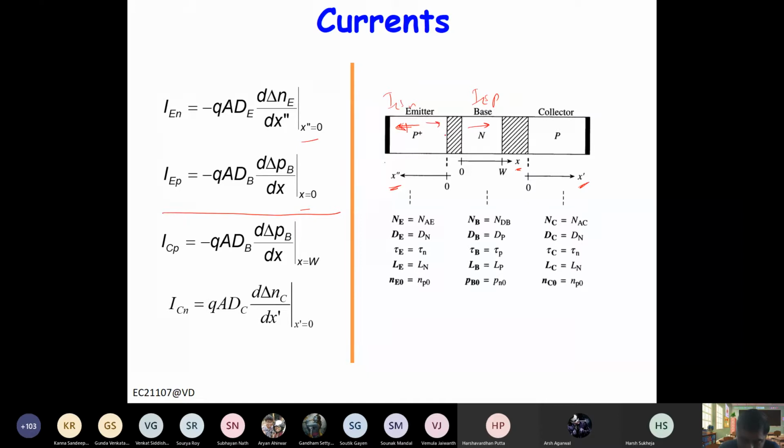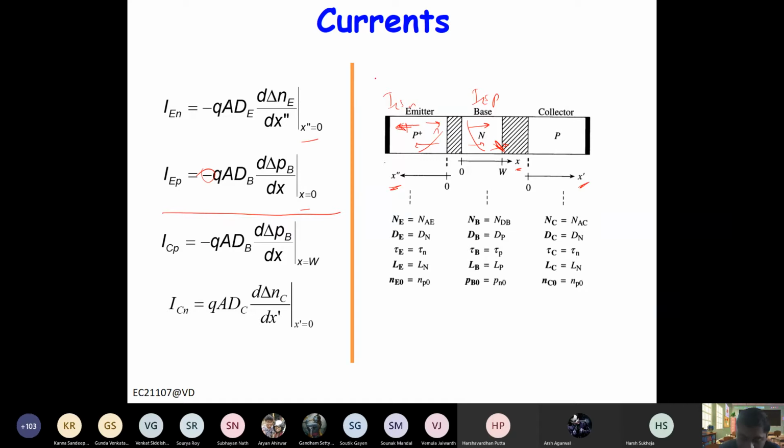And I_EN, because this is a slope, so it will be negative of the slope, right? Because these are electrons. For holes, this is the slope, so this should be positive actually. q A D_B dp/dx, right? It's positive. I think it should be positive. Please check. And here also I_CP will be the slope here at this junction, right? At this end basically. So that should also be.